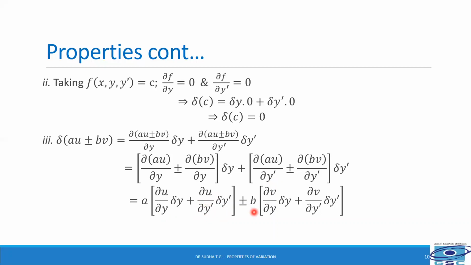Now collect the terms containing B. So here you have B into dou v by dou y into delta y, plus dou v by dou y dash into delta y dash. The expressions within the square brackets are nothing but this is variation of u, whereas this is variation of v. So now substituting that, you get A into delta u plus or minus B into delta v. Therefore, we have proved the third property. Now let us move on to the fourth one.